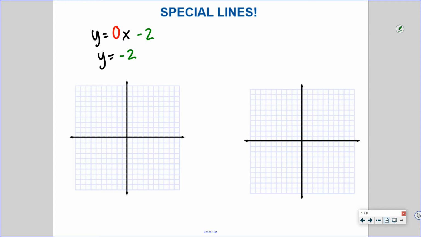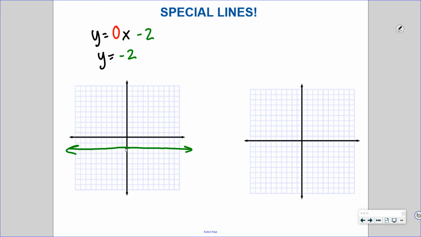This way or this way? What's Nick doing? Horizontal, right? -2 on our y-axis, and it'd be a horizontal line, right? Horizontal lines have slopes of 0.